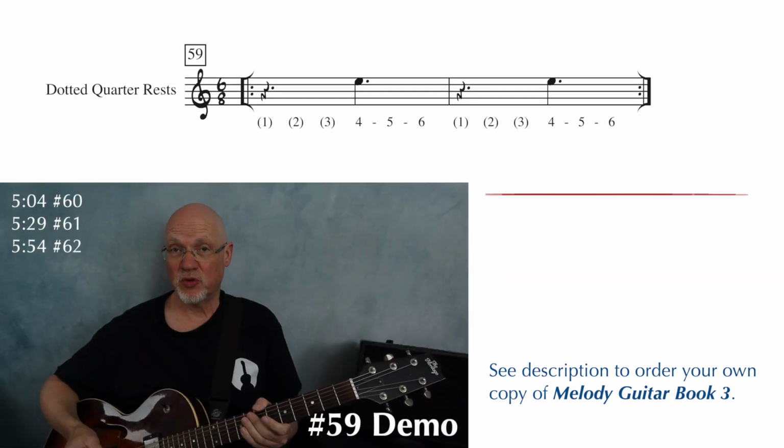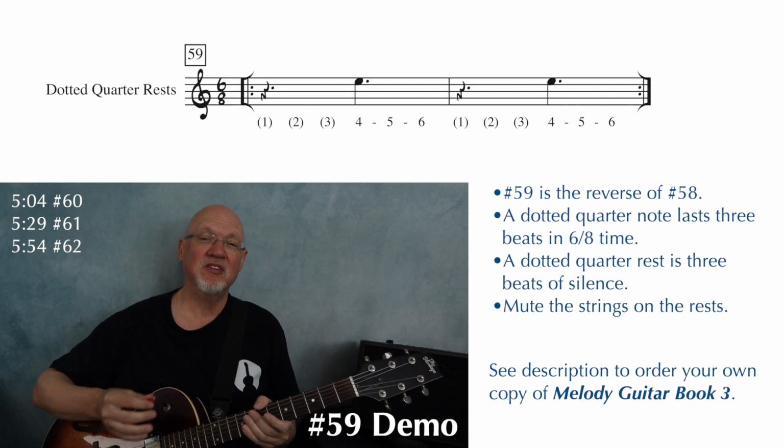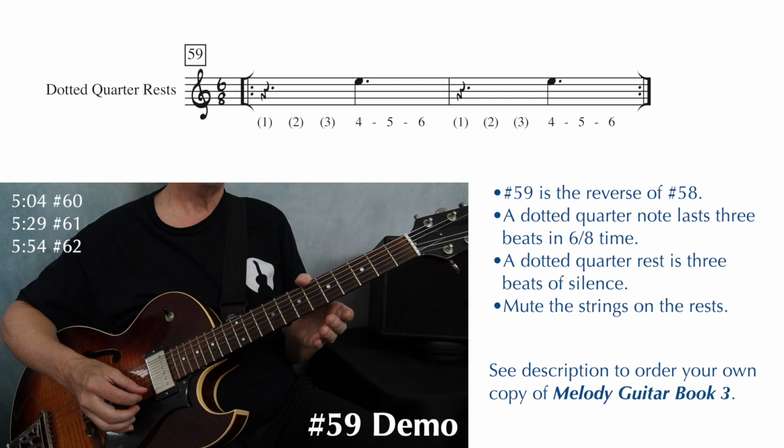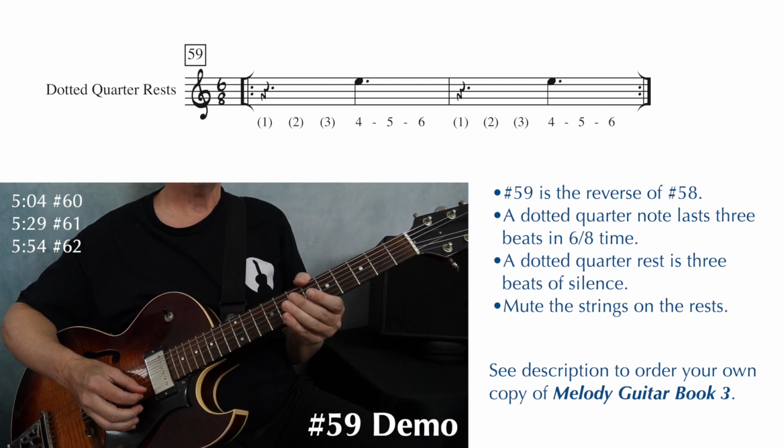Number 59, we're just reversing that. We have a dotted quarter rest followed by a dotted quarter note. That's going to be rest, 2, 3, 4, 5, 6. Rest, 2, 3, 4, 5, 6.